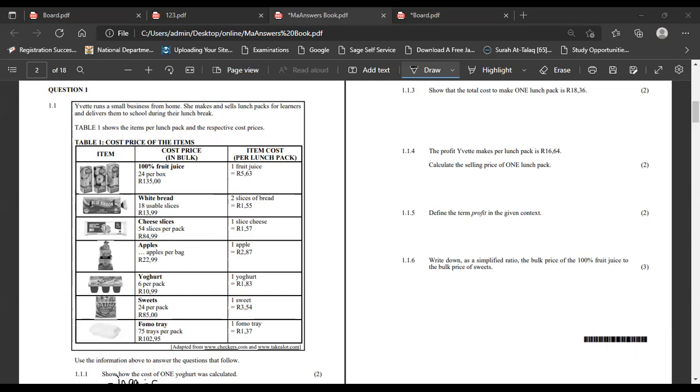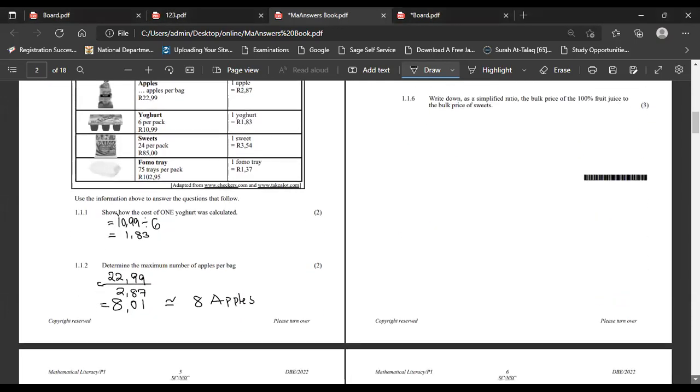Yes, there is question number 1.1. The first question asks us to show how the cost of one yogurt was calculated. When you look at our annexure, or the table that we have, it says 6 per pack. They cost how much? 10 rands 99. Only one yogurt costs this much. So we need to know how they got this money. All we had to do is take the amount per pack divided by the number of yogurts in one pack, which is 6.